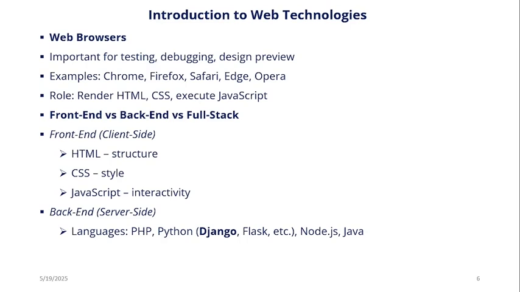So for you to be able to build that back end, you use certain kinds of programming languages like PHP, which is Personal Homepage, Python with some frameworks such as Django, Flask, etc. Or you can use Node.js or Java EE, Java Enterprise Edition.